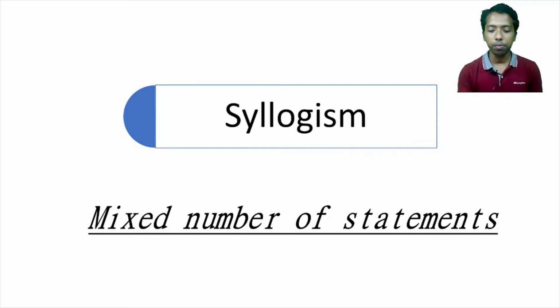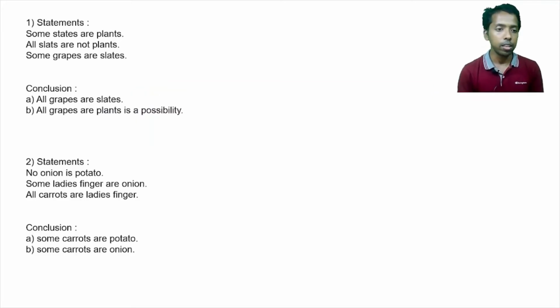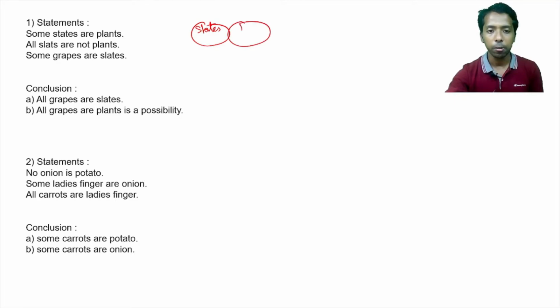So moving to the first set, the first slide, a set of 2 questions, and the first one has 3 statements and 2 conclusions, right? So first draw the diagram here. Here is the first one. Some slates are plants. Okay, some slates are plants.